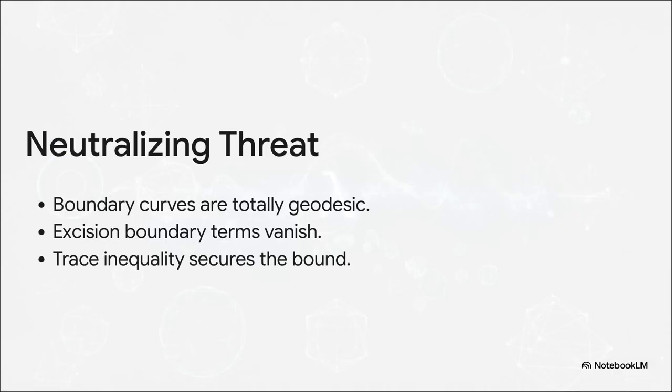So what's really interesting here is how perfectly these elements just lock together. The outer boundary curves of our surface are totally geodesic, meaning there's zero edge flux escaping. And as we just saw, the excision boundary terms completely vanish at the singularity. With all those hazards neutralized, we can finally apply a trace inequality to the Hessian of our function.